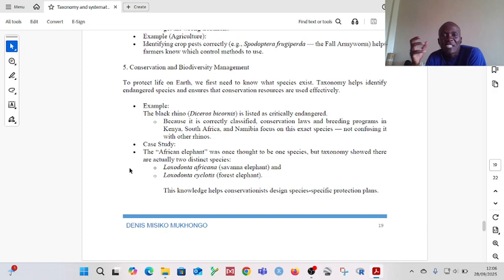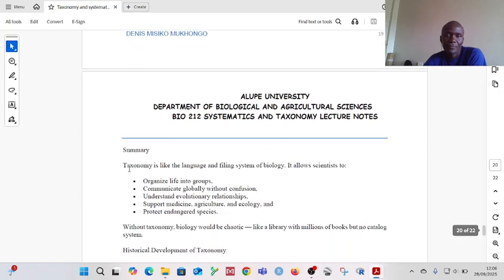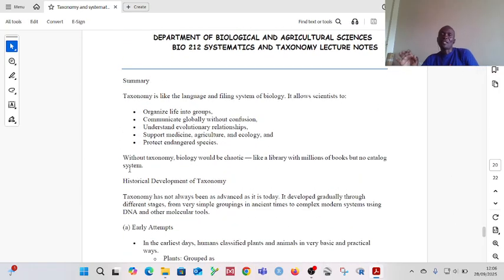Because if you've identified a species that is endangered wrongly, then you begin to conserve a wrong species. The one that is endangered will just continue to become more endangered, because you are conserving a wrong species, mainly because you identified it wrongly. Okay? So in summary, taxonomy is like the language and filing system of biology.